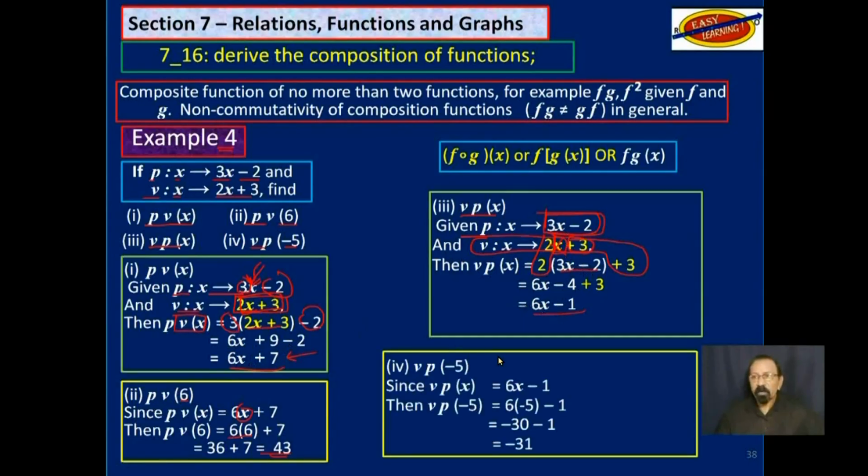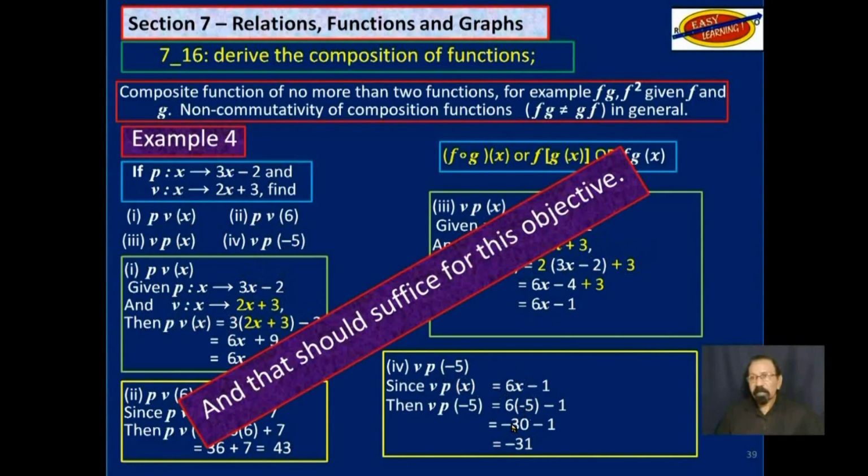Finally, we want to find v of p of x at -5. Or as I said, you could understand that a little better if I said v of p at -5. So we are taking this x value as -5. We just substitute that x with -5 and you get -31. And that should suffice for this objective.